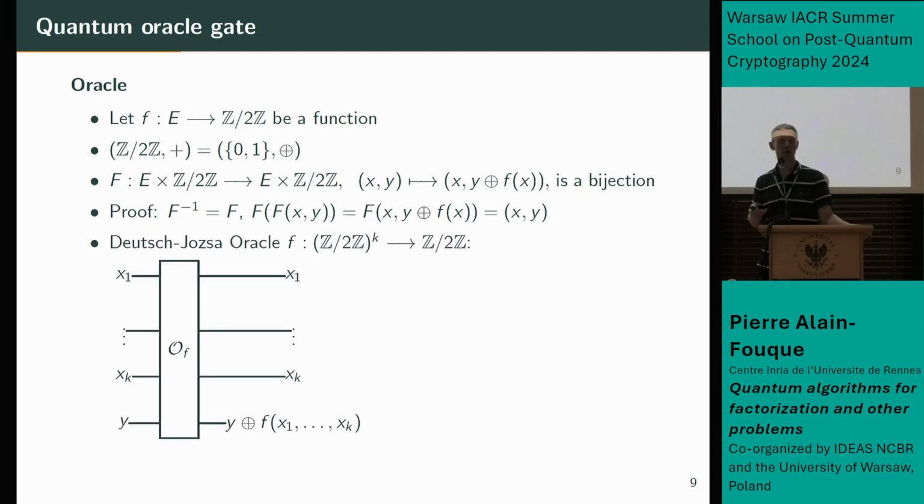Okay, but for a more general function that takes k bits to 1 bit, the idea is that you have to copy all the bits for the x, and only apply this for the second to the y and to the last qubit.